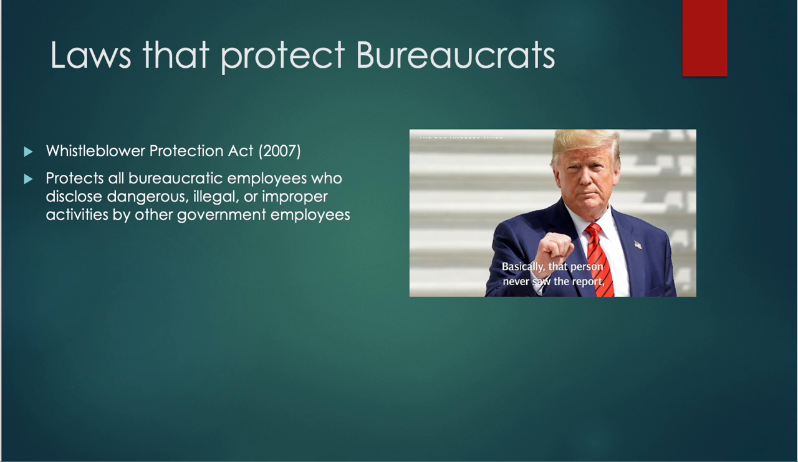Laws that protect bureaucrats. So bureaucrats are working within the federal government every day. They see a lot of different things, and in 2007, the Whistleblower Protection Act was put in place, and it protects any employee who finds something that they feel is dangerous, illegal, improper, any activities done by other employees. They can report this without their name being known. So it helps maybe ensure that the federal government isn't acting inappropriately.